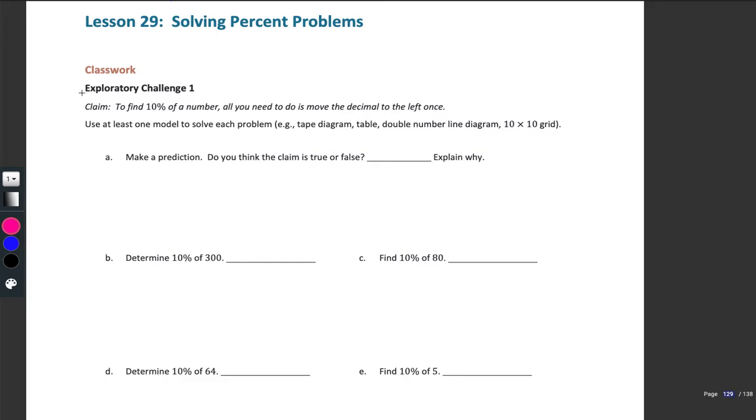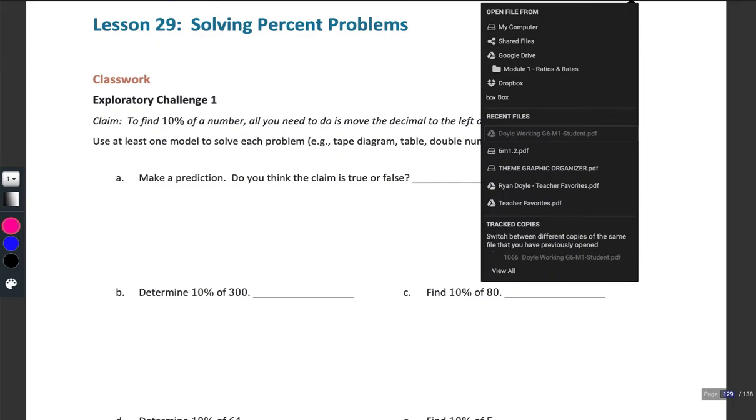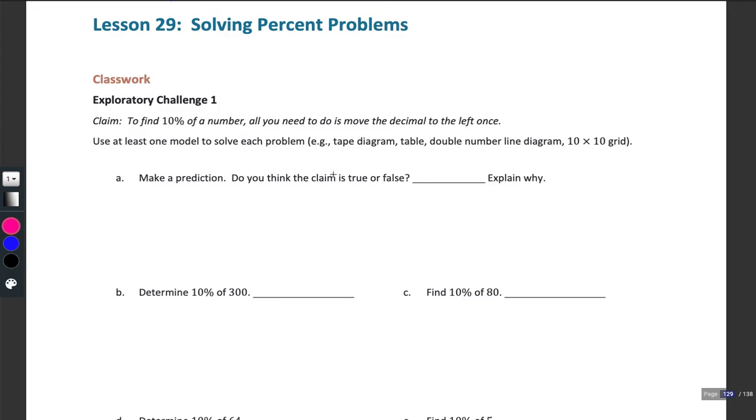This is an exploratory challenge, so honestly, I would encourage you to go through this yourself if you want, because it is a good thing to try. It's meant to be done on your own. But if you're not super confident with solving for percents and things like that, I did want to do this just so you could have something to follow along with if you wanted to. If you haven't already, do A on your own, because that is making a prediction. So I'm not going to make a prediction for you because I already know the answer to this.